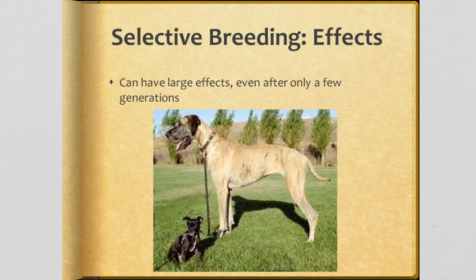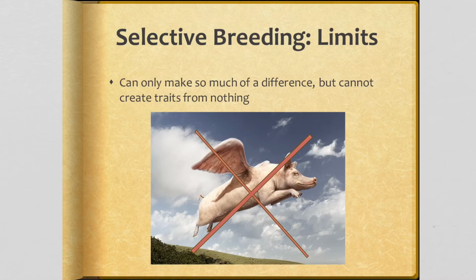And that's because humans, again, have selectively bred for certain traits. I want a small dog, I want a big dog, I want a dog with pointy ears, I want a dog with floppy ears. And they choose the parents over and over again until they get the dog that they want. One thing that I should say about selective breeding is that it has its limits.